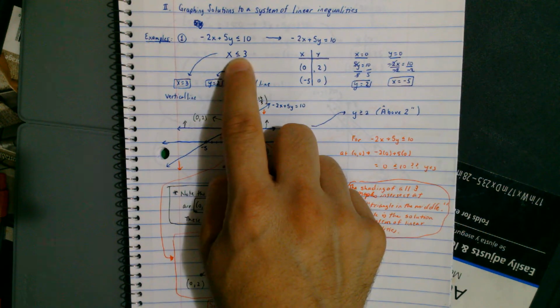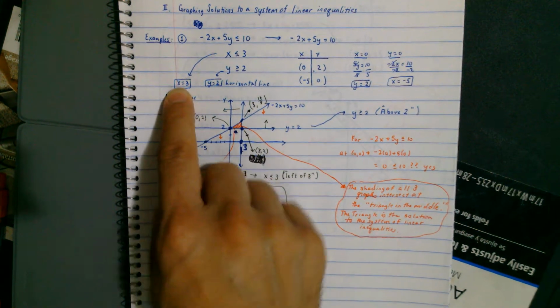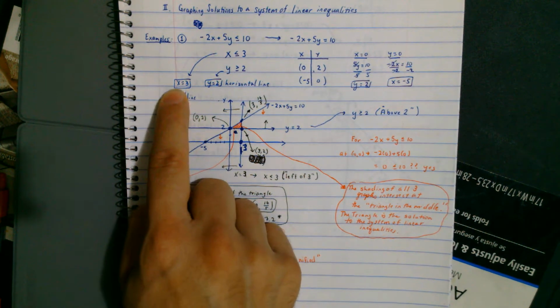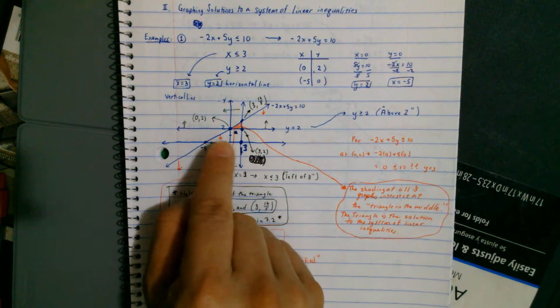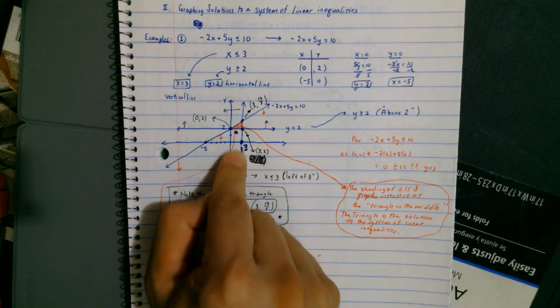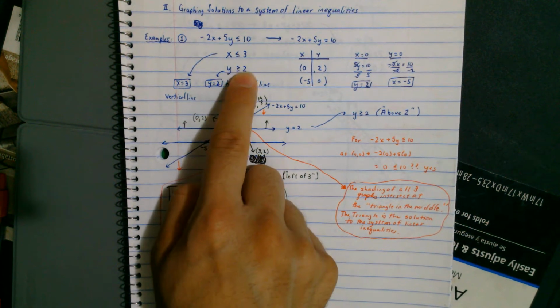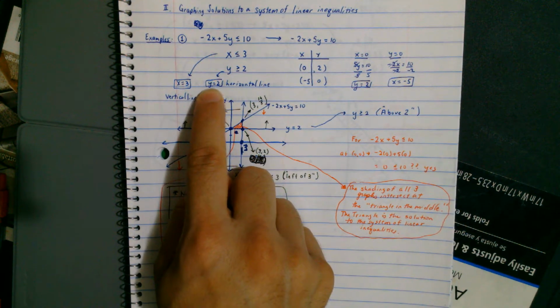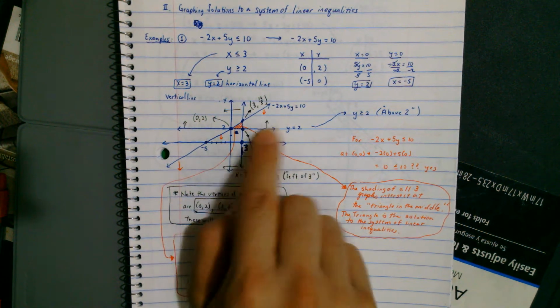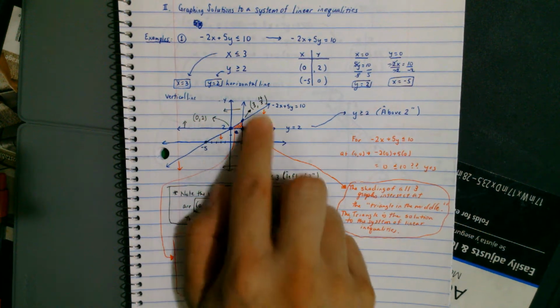Now, x is less than or equal to 3. You look at the x equals 3 version. When you're graphing a line, if it's just x equals a number, this is a vertical line passing through that point on x. So here is x equals 3, there is your vertical line. Y is greater than or equal to 2, so you look at y equals 2, which is a horizontal line. So the idea is you're trying to figure out where this is going to work.